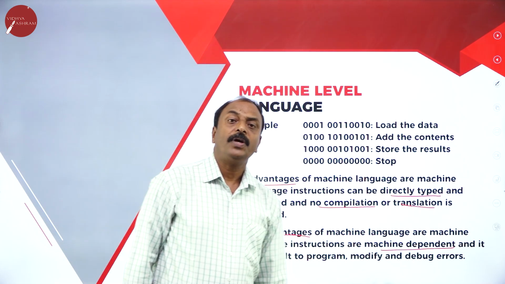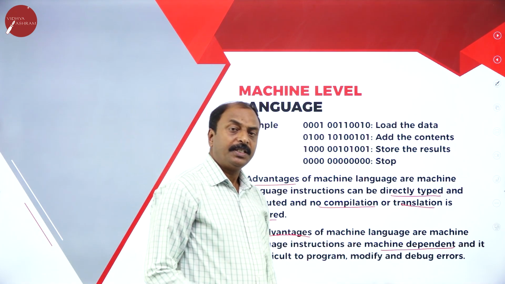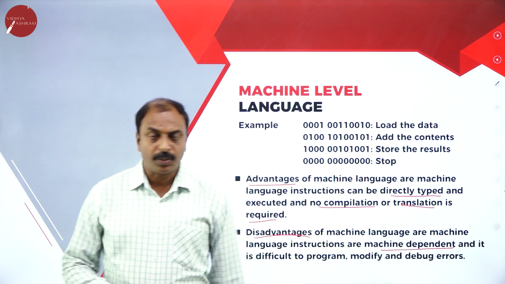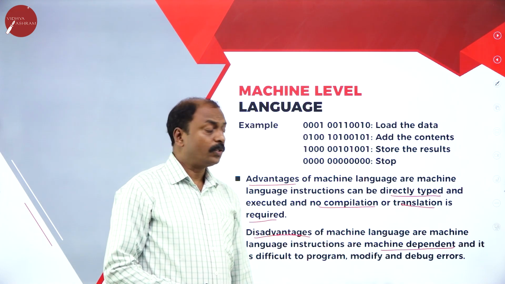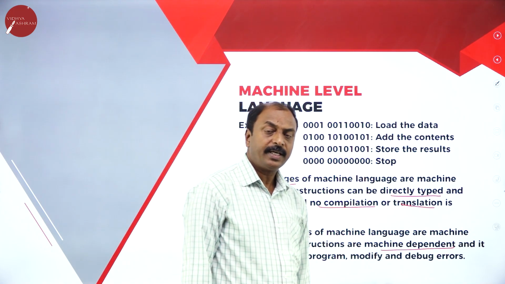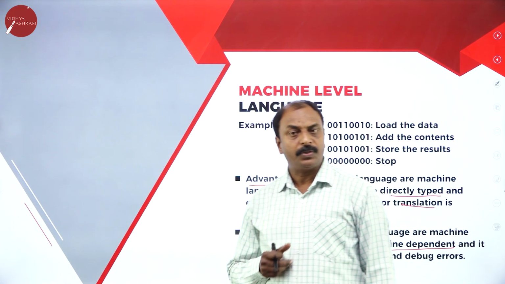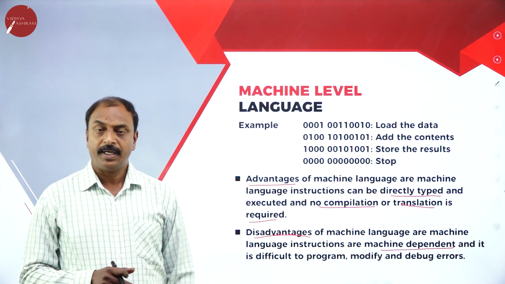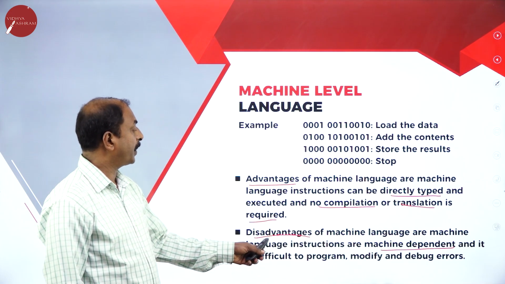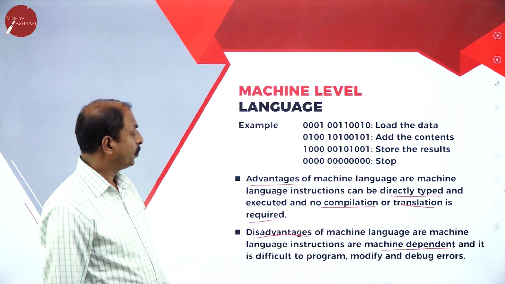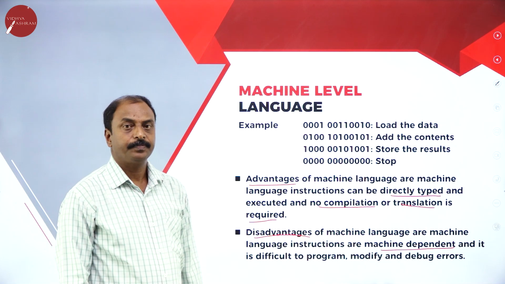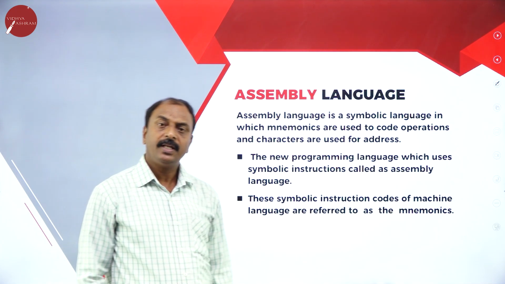For example, if you have 10 systems, we have to write 10 different programs for the 10 different computers. That is the meaning of machine dependent. In other words, a program written for one computer cannot be executed on other computers. That is the main drawback of machine level language. Also, programming is difficult, and modifying and debugging is difficult here. So this is machine level language.